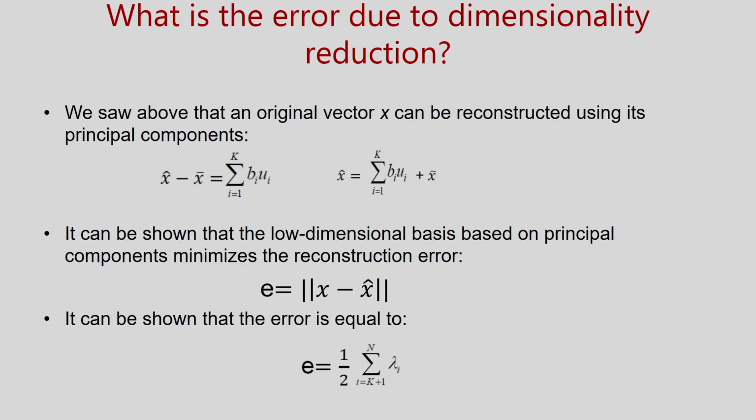And in this case we have seen that the original vector x can be reconstructed using the principal components. So, this is my reconstructed vector. Here I consider the mean, but this is x approximate, because I am considering the truncated transformation matrix. That is why I get the approximate x. Also, you can see the error can be determined. The low dimensional basis based on the principal components minimizes the reconstruction error. This is the expression for the error: error is equal to 1 by 2 summation of lambda i, where I am considering the neglected eigenvalues, the sum of the neglected eigenvalues.